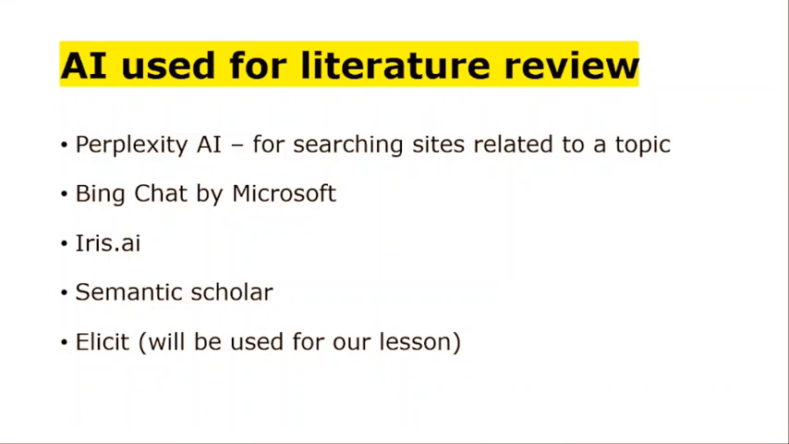We have Semantic Scholar. Semantic Scholar also uses artificial intelligence to help researchers come out with a good literature review. Then we also have Elicit. So in our study, we will use Elicit throughout our lesson. So these are the various artificial intelligence tools that we can use for literature review. I said Perplexity AI, Bing Chat, Iris, Semantic Scholar, and Elicit.